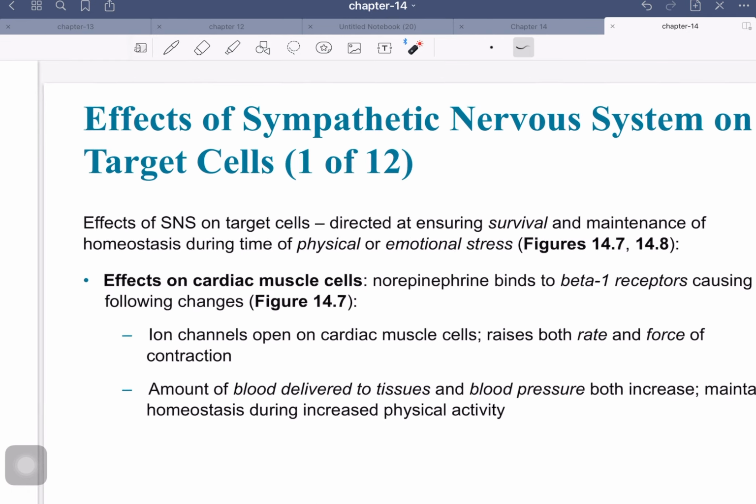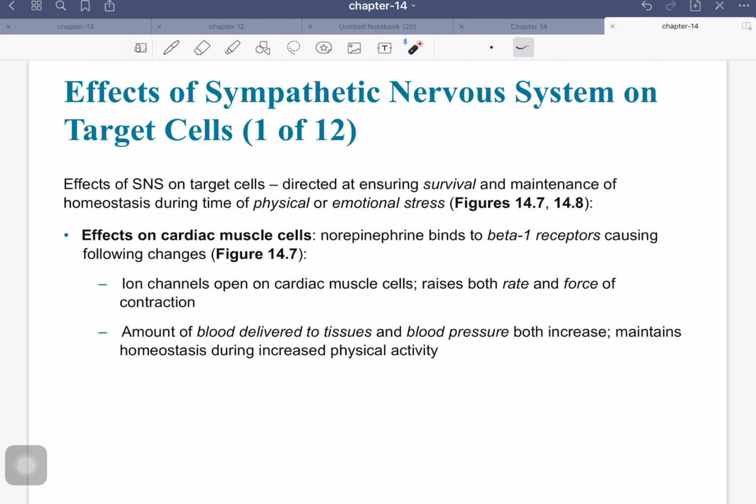Okay, we're going to ease out there, and the next one we're going to come back and start looking at, well, what effects does this have on different types of target cells?